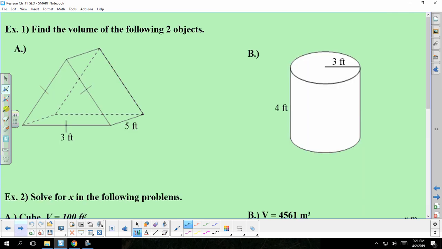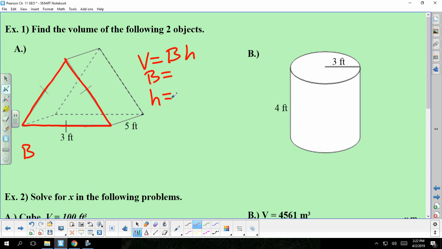For this first one, remember a triangular prism, the base is always the triangle. So here I have an equilateral triangle. So I need to figure out my big B. I'm going to use this formula. Volume equals base times height. Height, easy to find. Right? We know the height connects our two repeating shapes. The height right there is 5.